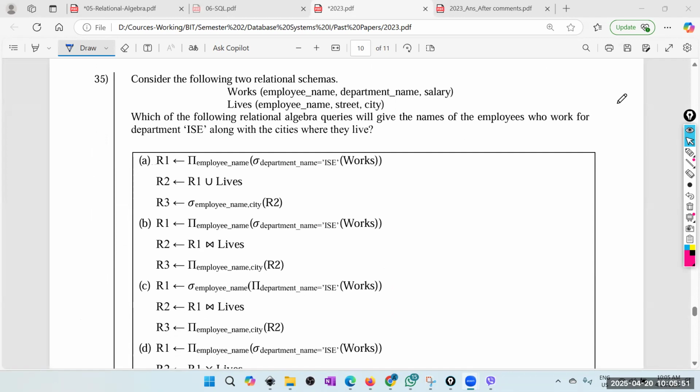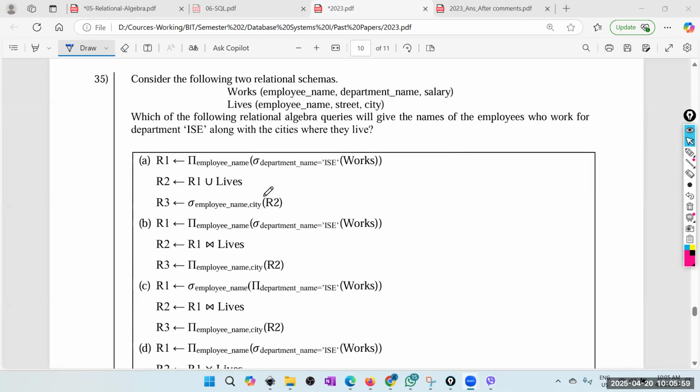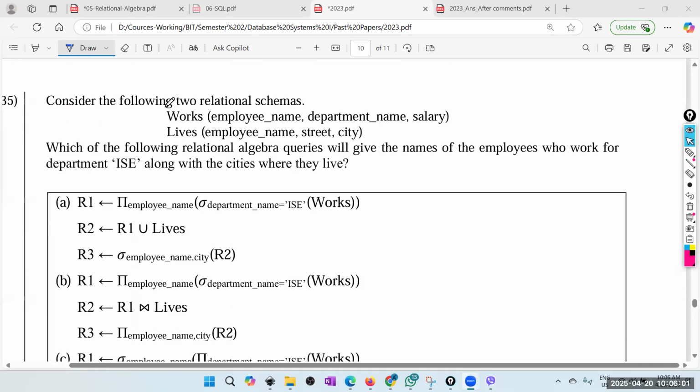You can get the past paper from your VLE or our Google Classroom. This is the 2023 paper, okay? So you must have the past paper with you. Consider the following two relational schemas. Works, lives. Which of the following relational algebra queries will give you the name of the employees who work for department ISC along with the cities where they live?